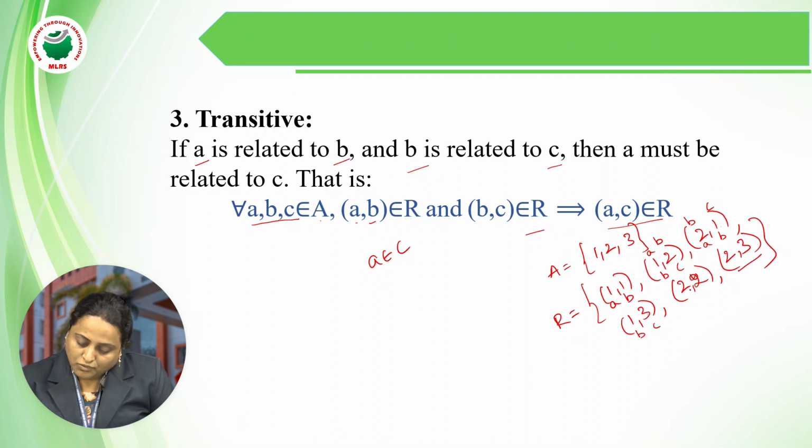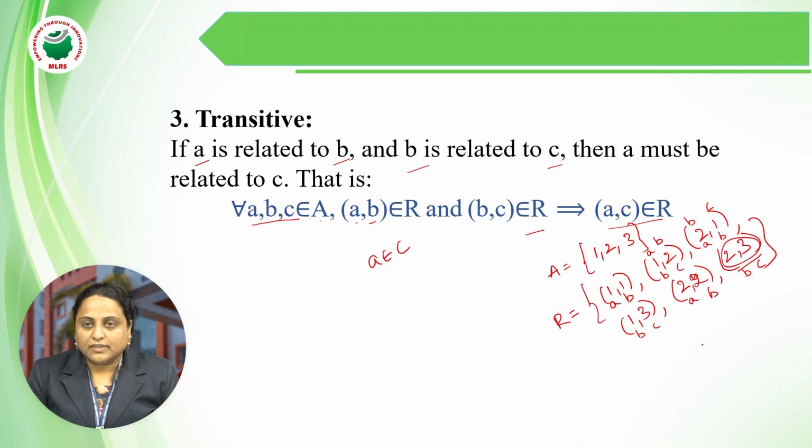And next again let us go to (2,2) and (2,3). So this is (A,B) and this is (B,C). So for this AB, BC, AC, that is (2,3) is already existing. So you can say that it is following a transitive property.